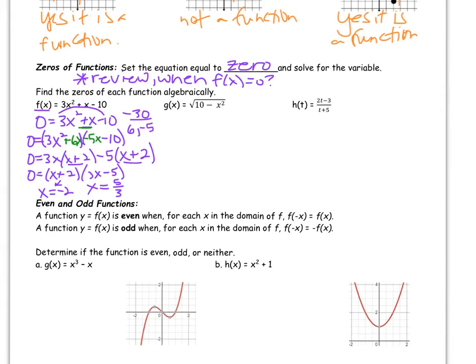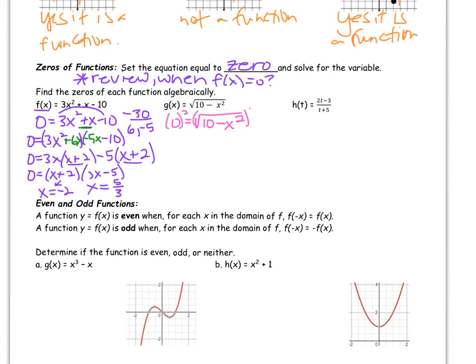The next two are different. We've worked with domain on these, but we haven't actually graphed them or found their zeros. So let's try a couple now. g of x equals the square root of 10 minus x squared. If we start off by setting this equal to 0, just like the others, we would first need to get rid of that radical symbol. I'm simply going to square each side to do that.